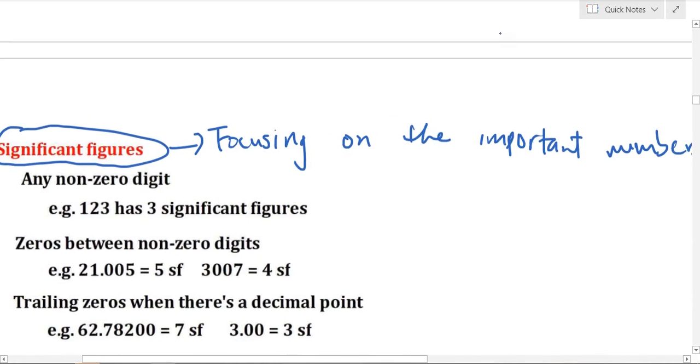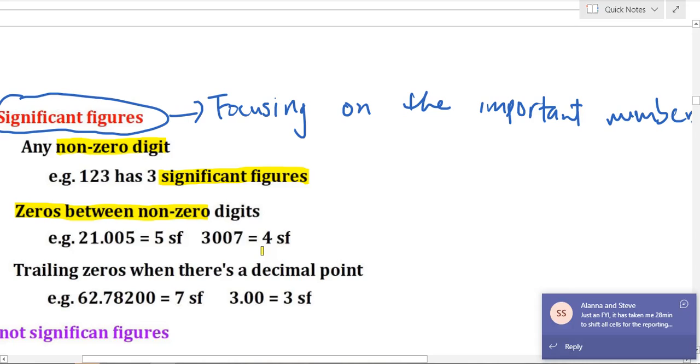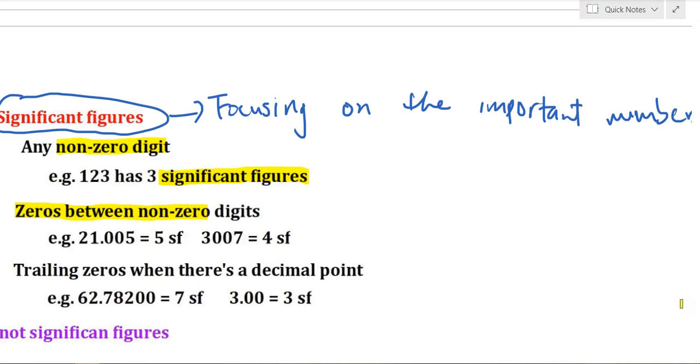So some important rules to understand with significant figures. Any non-zero digit number is significant. So I'm going to highlight this. Non-zero digit is significant. That means 1, 2, 3, 4, 5, 6, 7, 8, 9. They're all significant figures, or in other words, they're all important numbers. Any zeros between non-zero digits is significant. So that's another one to think about. Zeros that are between non-zero is significant. Zeros that are in between your significant figures are considered significant.